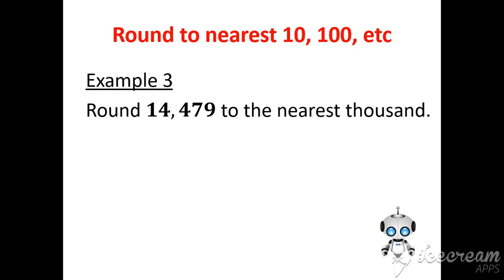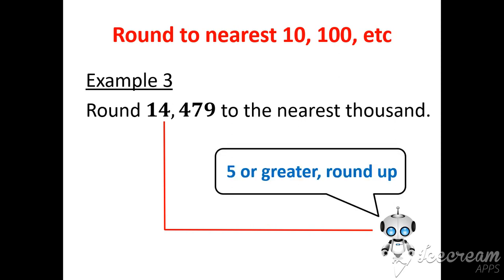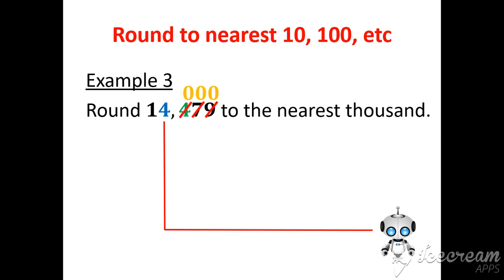Okay, example 3. How do I round 14,479 to the nearest 1,000? Well, we've got to identify the 1,000 column, which is this 4. This is the thousands column. So once again, let's have a peek at the next digit to the right. If it's 5 or greater, we're going to round the 4 up 1. Well, the next digit happens to be 4 as well. And that's not 5 or greater, which means this 4 is going to stay a 4. It's not going to get rounded up. And the 4 and the 7 and the 9 will all become zeros, and we've rounded it to 14,000.